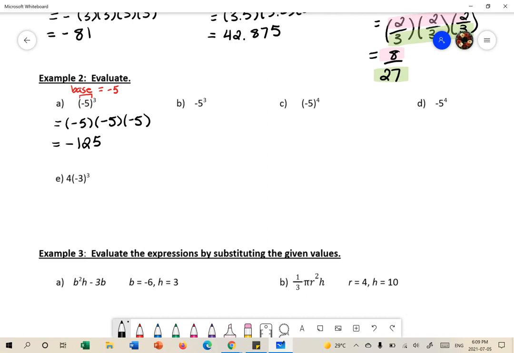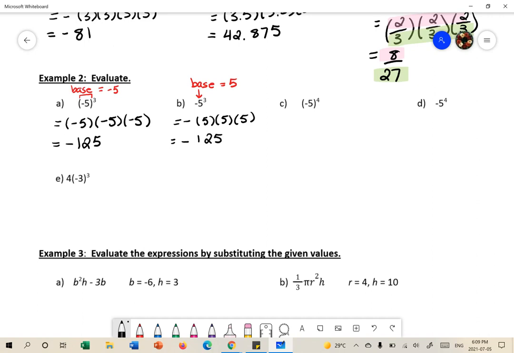Let's look at B. In B, the negative is not part of the base. So the base here is just 5. So this is equal to -5 times 5 times 5, which is equal to negative, then 5 times 5 times 5 is 125.